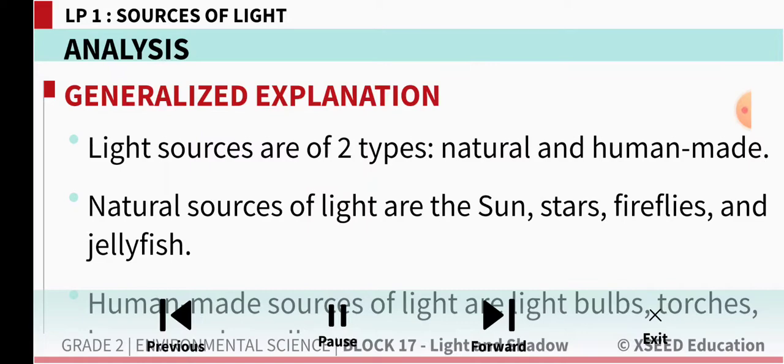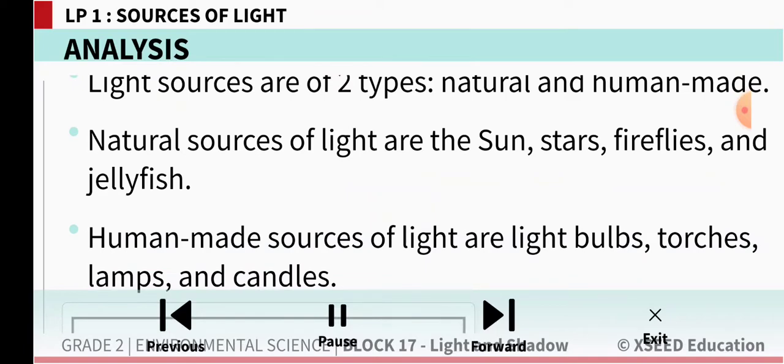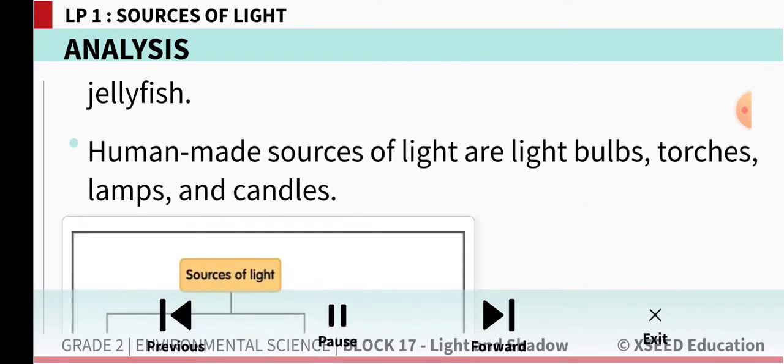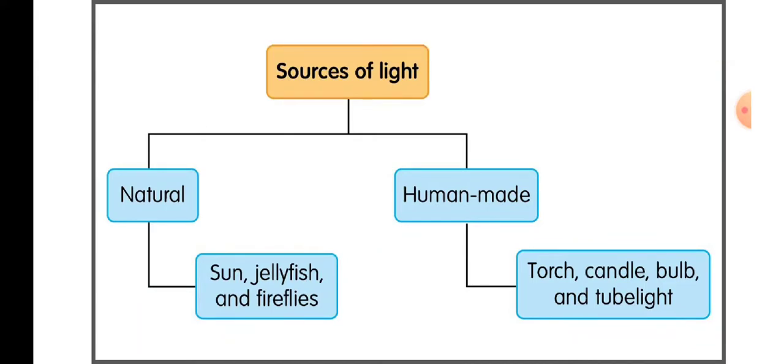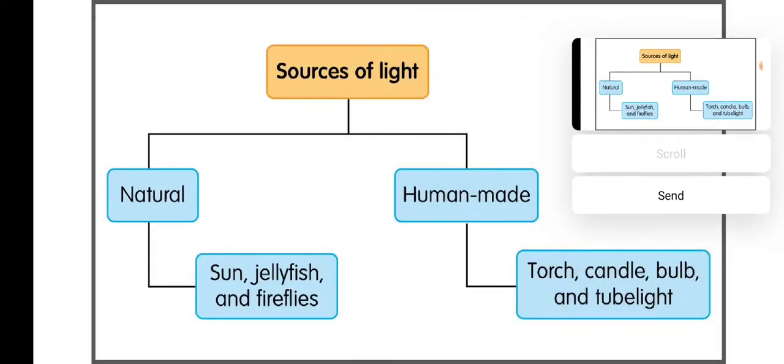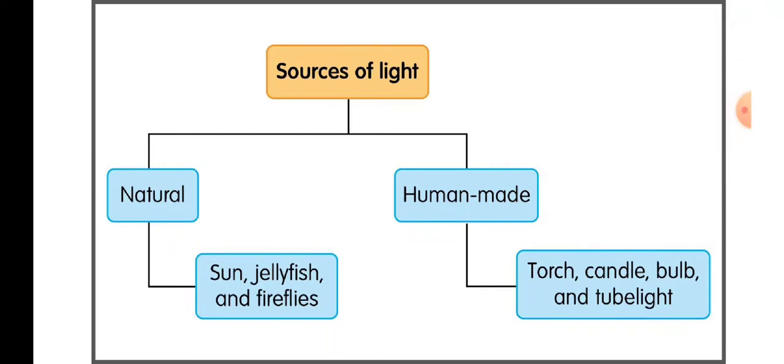Light sources are of 2 types, natural and human-made. Natural sources of light are the sun, stars, fireflies and jellyfish. Human-made sources of light are light bulbs, torches, lamps and candles. Here is a flow chart, do draw this in your notebook, which shows the natural sources of light and human-made sources of light.